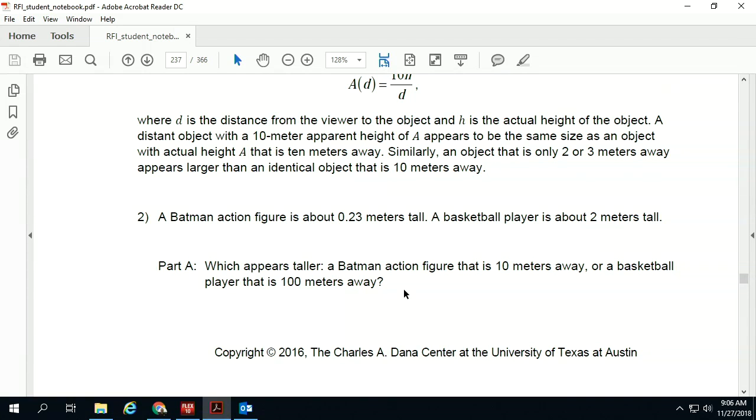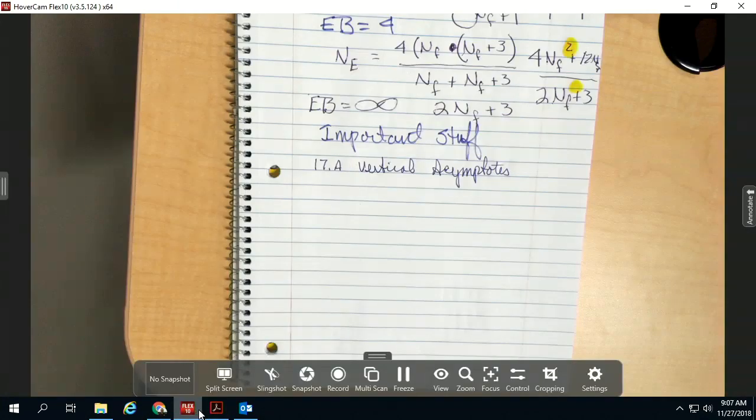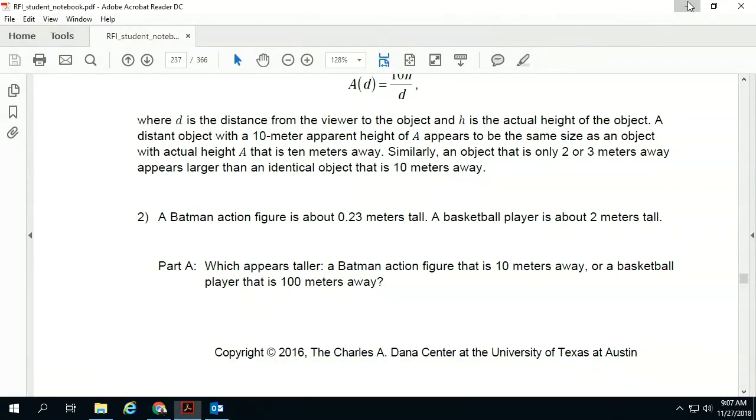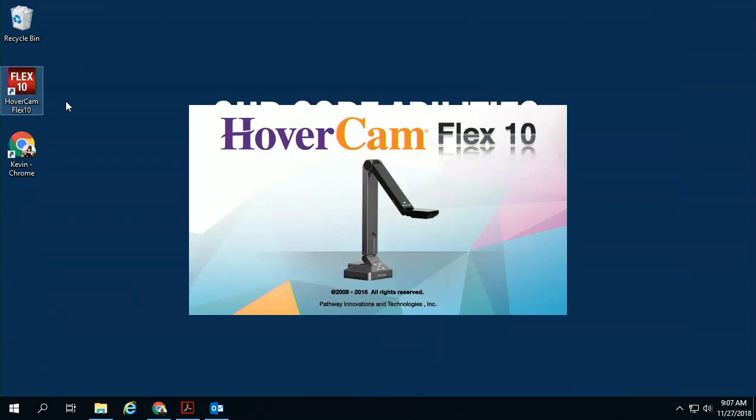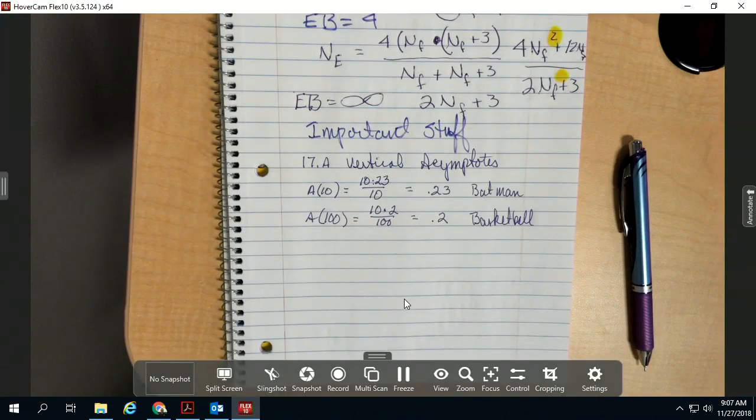So who appears taller, Batman or the basketball player? Did you do the math? The Batman figure by 0.3 meters. So here's the math that I had. Oops. My screen froze. Here's the math that I had for this one. The Batman figure is 10 times 0.23 divided by 10 because it's 10 meters away. The basketball player is 10 times 2 divided by 100 because it's 100 meters away.